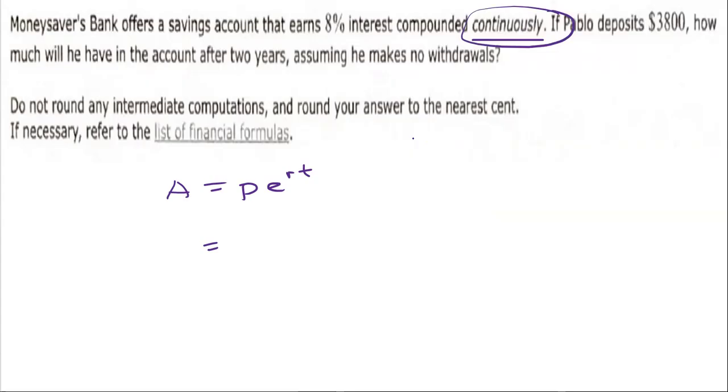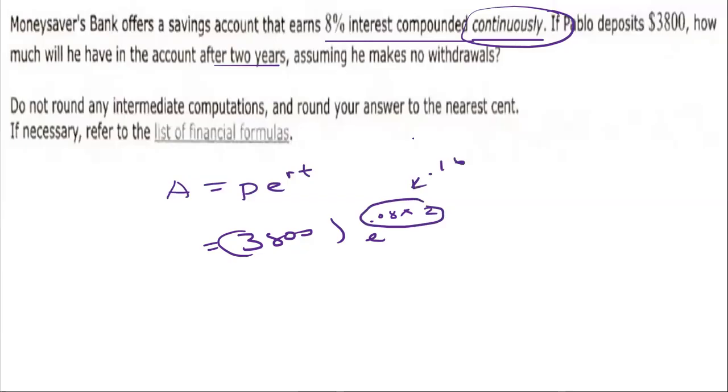Okay. So Money Savers Bank offers a savings account that earns 8% interest compounded continuously. If Pablo deposits $3,800, how much will he have in the account after 2 years, assuming he makes no withdrawals? All right, okay, so we just plug in our information. So P in this case is 3,800, okay? And then we have E raised to the RT. So R is the rate, which was 8%. So that's going to be 0.08 times T. So in this case, 2, right? 2 years.